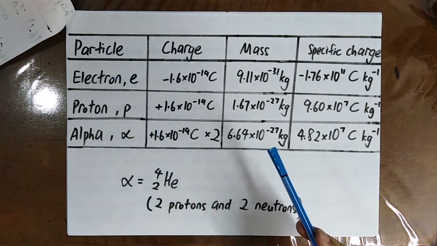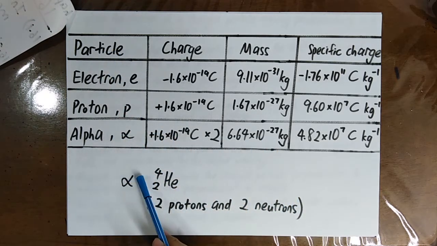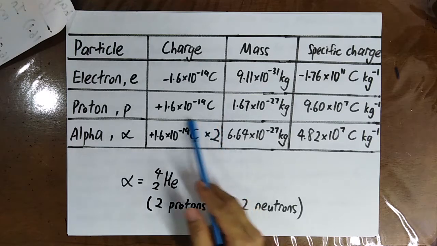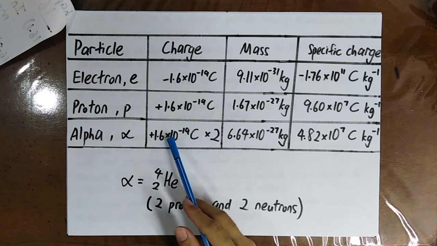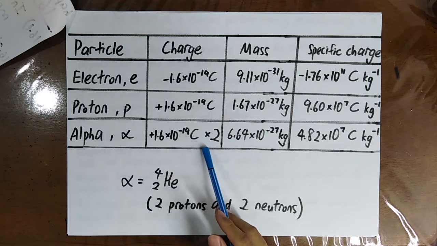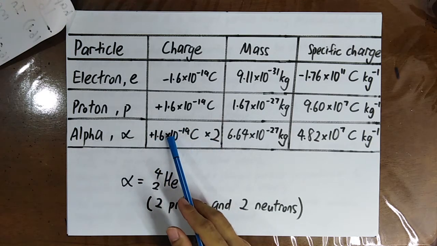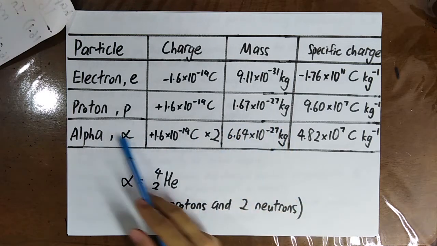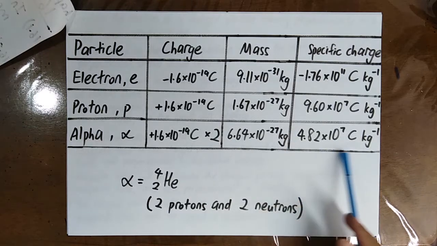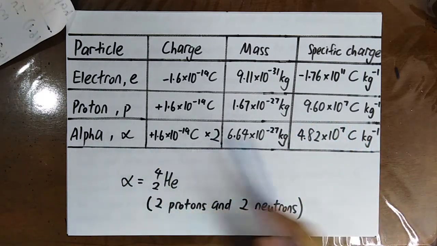So for example, the alpha. What is an alpha particle? An alpha particle is just two protons and two neutrons together. So you know that when it has two protons, then the charge of the alpha particle is 2 times 1.6 times 10 power negative 19 coulomb, which is 3.2 times 10 power negative 19 coulomb. And then the mass of the alpha particle is like this. Then you can also find the specific charge of the alpha particle.